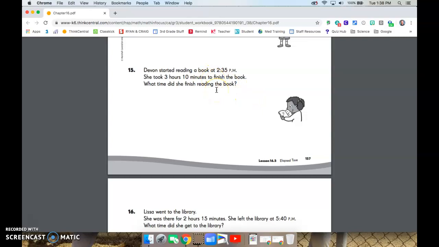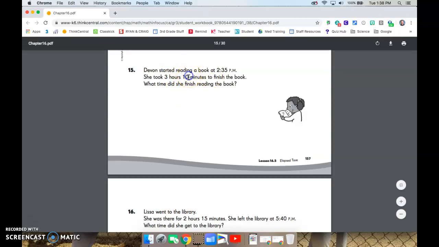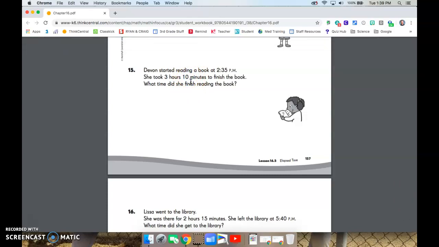So if we start at 2:35, let's add our hours. So we go 2:35, and I know you can't see me right now, but I have 3 fingers in the air. 2:35, 3:35, 4:35, 5:35. Okay, so we're at 5:35, and then we still add the 10 minutes. So 5:35 and 10 minutes is 5:45 p.m.